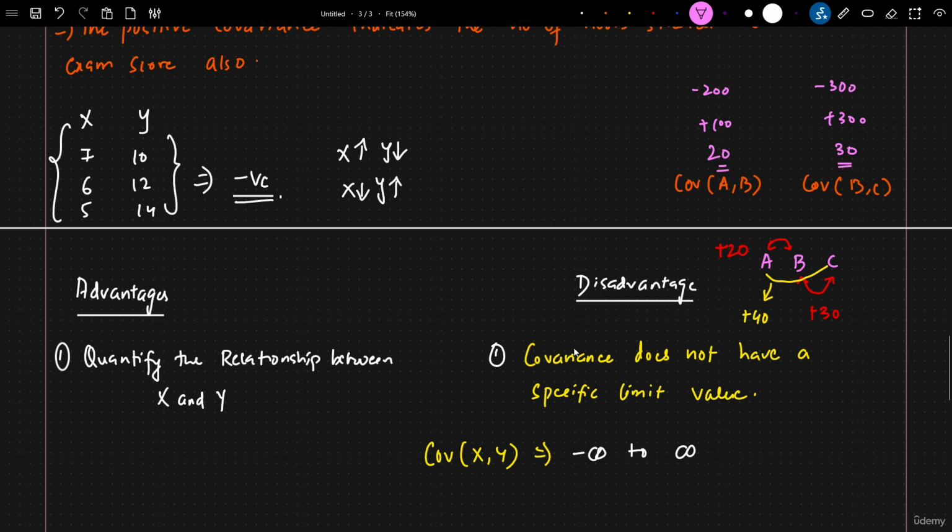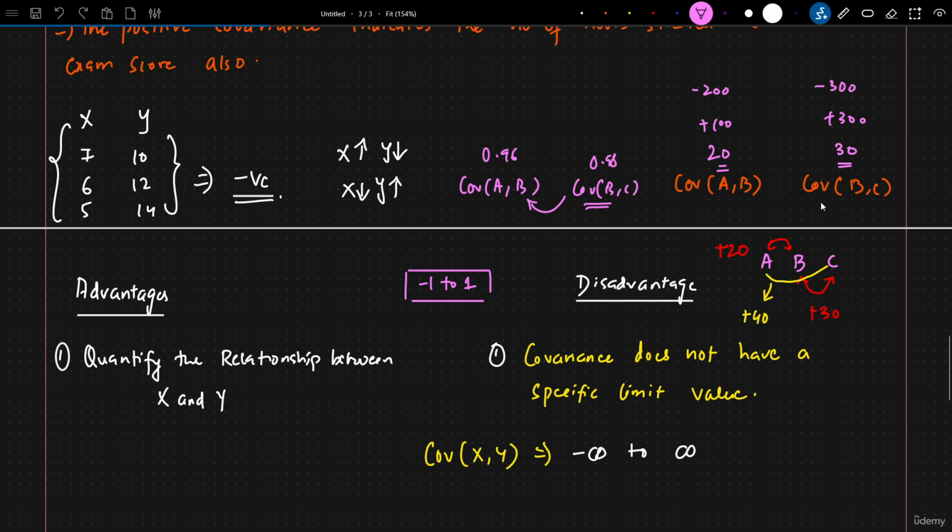And at the end of the day, we should always try to restrict this covariance value to some limit. If I am able to limit it between minus 1 to plus 1, then it would be great. Why? Because let's say if my covariance of A comma B and covariance of B comma C are 0.98 and 0.96, here I can say, hey, this covariance is more than this. But in this scenario right now, we do not have any limit, and there is no way that we can say, even though this shows 300, that this covariance is stronger than this. This is the major disadvantage of having covariance.